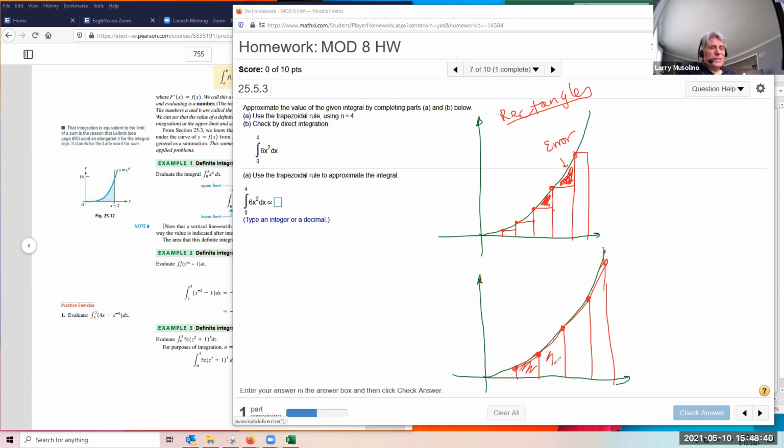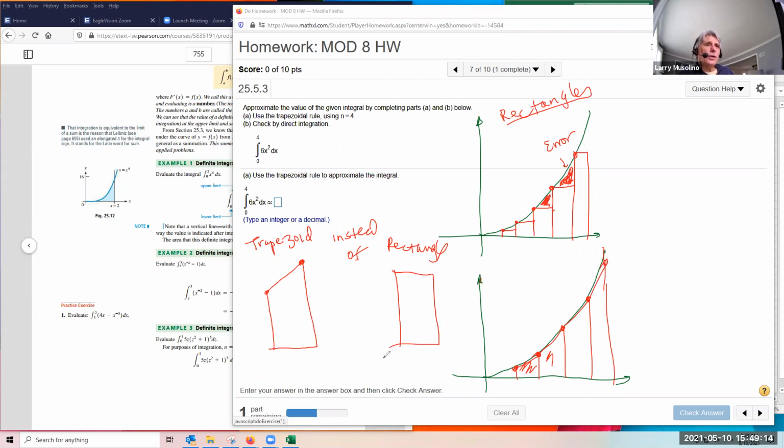Notice how much better an approximation a trapezoid is. A trapezoid, by the way, folks, is a figure that looks something like this. This is what a trapezoid looks like. So if I were to use a trapezoid instead of a rectangle, it would probably lead me to a much better estimate of the area under a curve because I would get a better match to the curvature of the function.